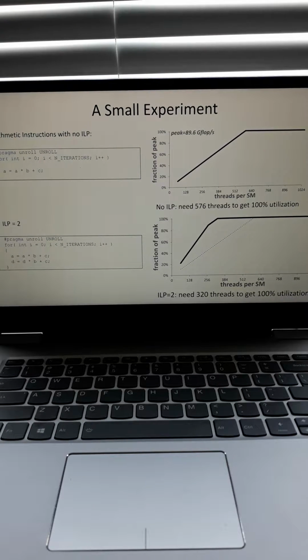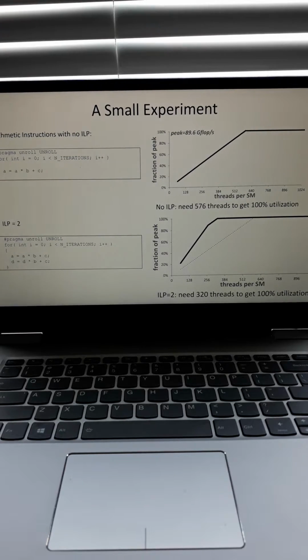Now in the second case, we have set the value of unroll to 2. That is, we have introduced instruction level parallelism here. Over here, we are assigning 2 independent arithmetic operations to a single thread, that is a equals a into b plus c and d equals d into b plus c. So instead of needing 576 threads to achieve 100% utilization, in the second case we need only 320 threads to achieve the same.